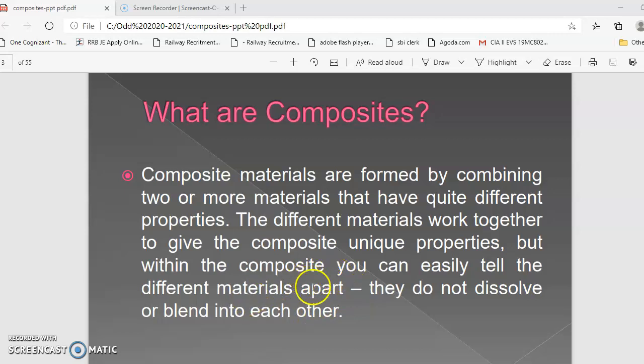Maybe I can give an example like a Munch or Kit Kat, especially Kit Kat, where we could see the wafers and chocolate. So we have two different components. Each will complement the other so that they have unique properties. But as such, Kit Kat is not strong, whereas composites are much stronger.